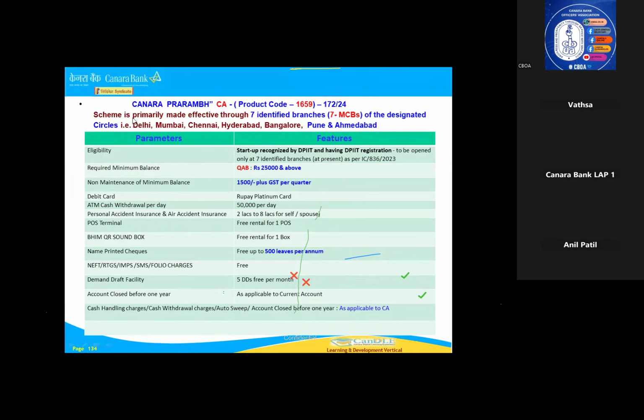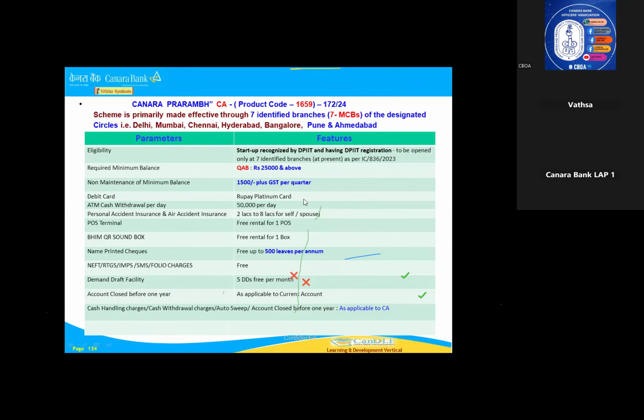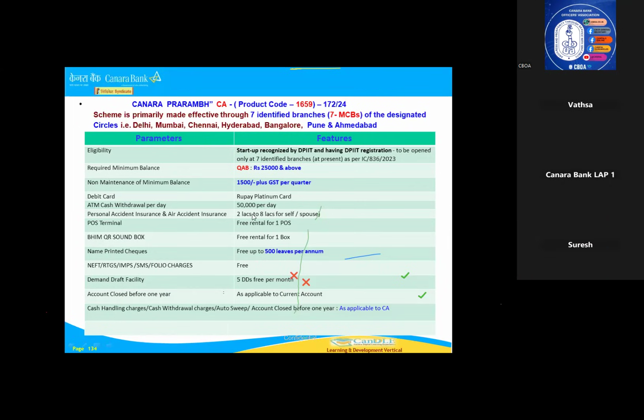Canara Param, this is another new current account. Product code 1659. Now it has opened only in 7 identified branches or in major cities. It is for startups recognized by DPIIT, having DPIIT registration. Quarterly average balance should be 25,000 and above. A RuPay Platinum card will be given, and 50,000 per day they can withdraw.